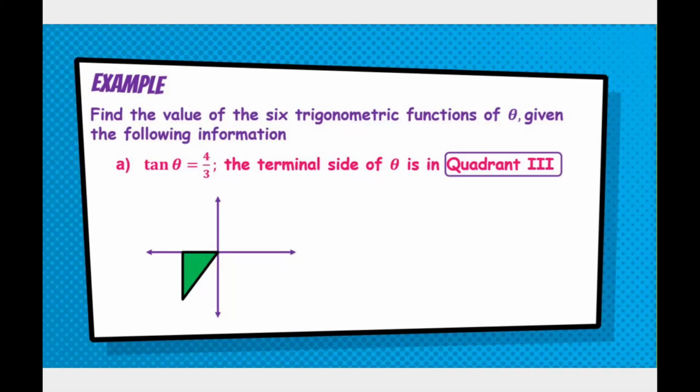And so this is not a unit circle problem, by the way, but we're going to write all trig values. This is just giving you the tangent of the angle is 4/3. The terminal side is in quadrant 3. So I'm going to label what I know, and remember that when we label these, tangent is opposite over adjacent.